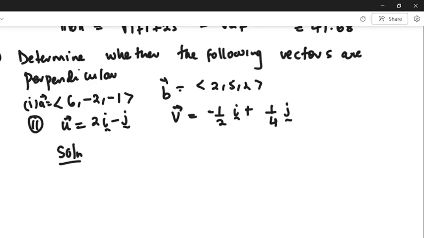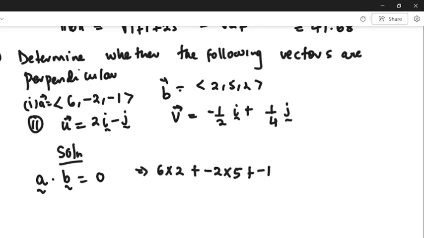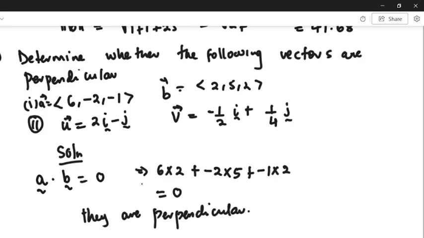So remember our formula stated that A and B are orthogonal if A dot B gives us 0. So you're going to get A dot B, it's going to be 6 times 2 plus negative 2 times 5 plus negative 1 times 2. And that gives us 0, meaning they are perpendicular or orthogonal. So our reader will attempt Roman 2 and determine whether it's orthogonal or not.